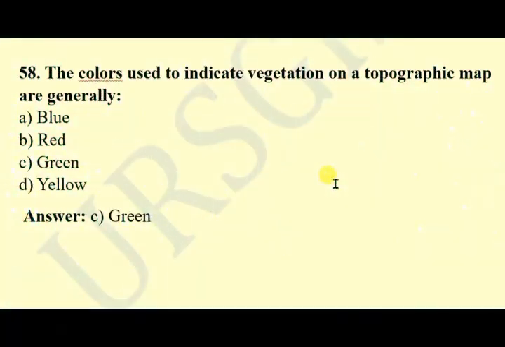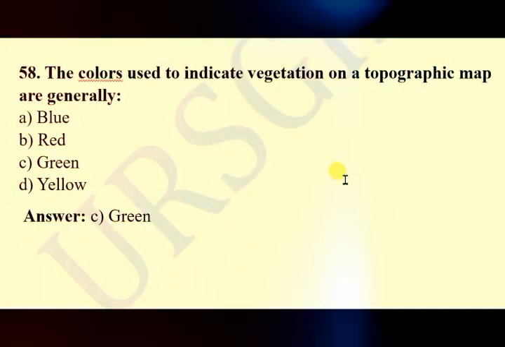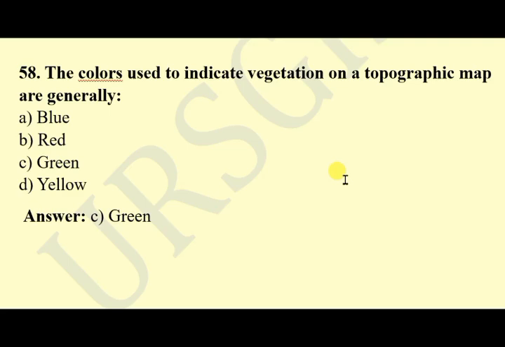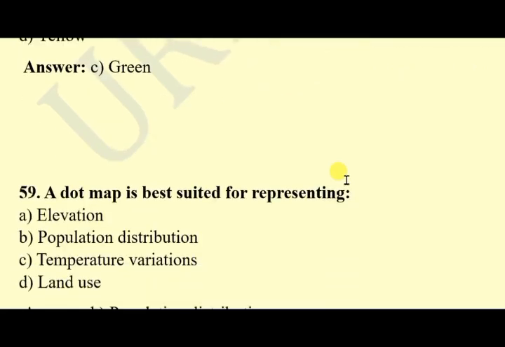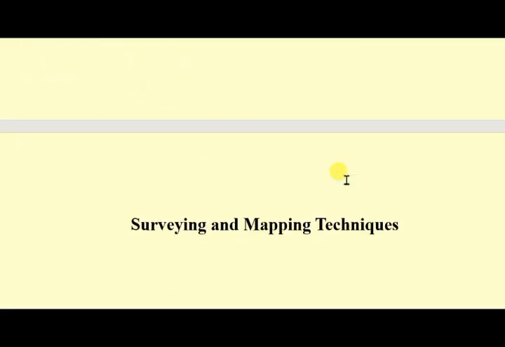Question number 58. The colors used to indicate vegetation on a topographic map are generally blue, red, green, yellow. Of course green, because vegetation is green. Question number 59. A dot map is best suited for representing elevation, population distribution, temperature variation, land use. The right answer will be population distribution.